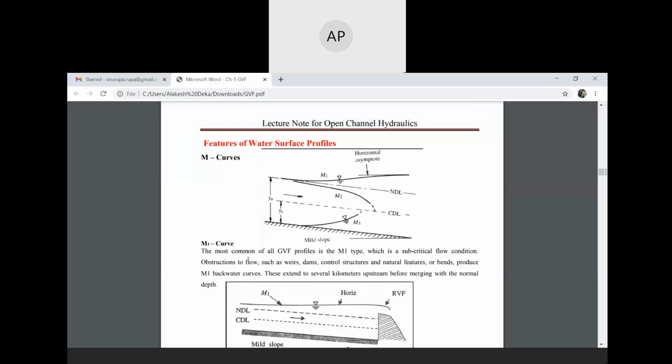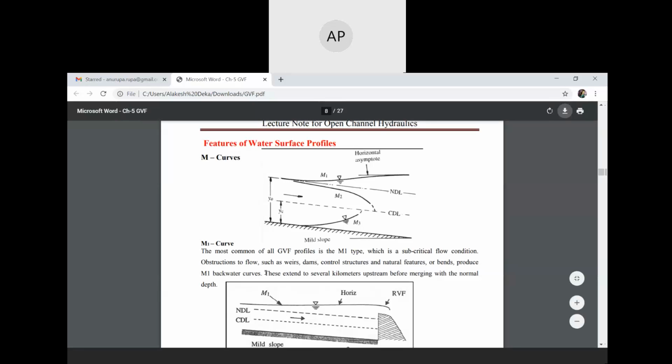The most common of all GVF profiles is the M1 type, which is a subcritical flow condition. Obstructions to flow such as weirs, dams, control structures, natural riffles or bends produce the M1 backwater curve. These extend to several kilometers upstream before merging with the normal depth.